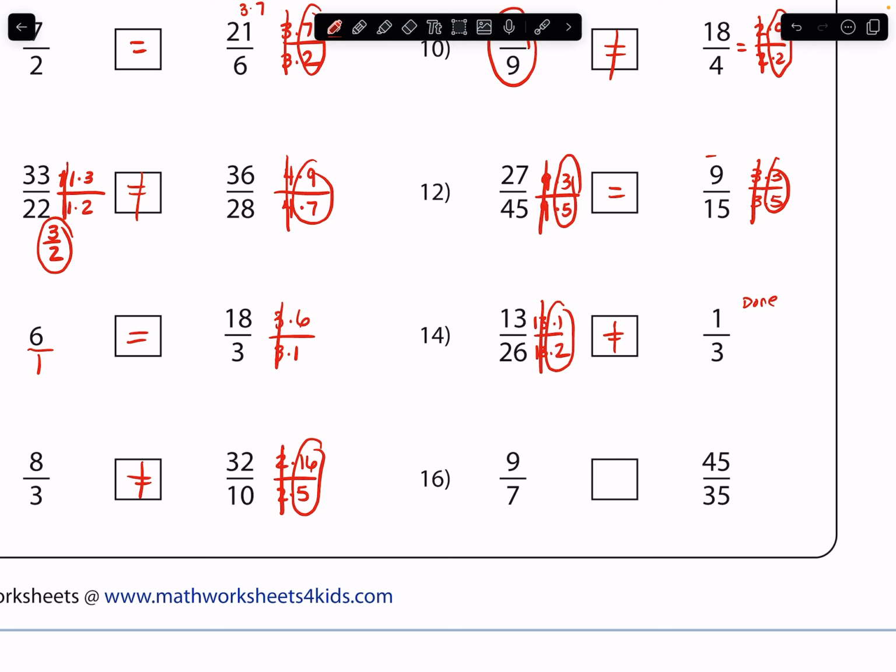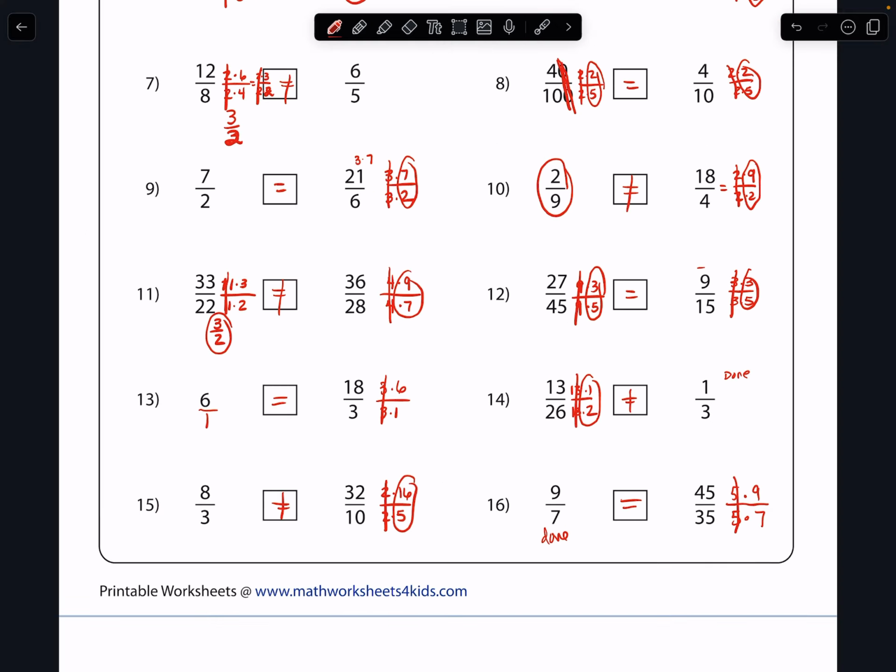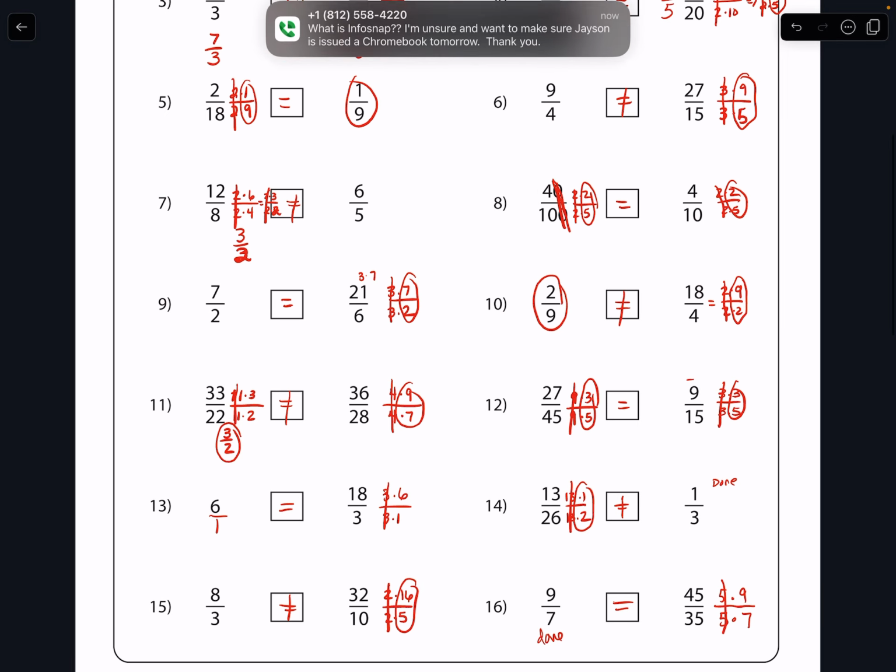9 over 7, they're both prime numbers. Well, 9 is not a prime number, but it doesn't have 7 in it. So this one is done. It's as far as it can go. They both end in 5, so I'm going to start with 5s. So 5 times 9 and 5 times 7, eliminate. This one is equal. I will zoom out so that you can see all the answers.